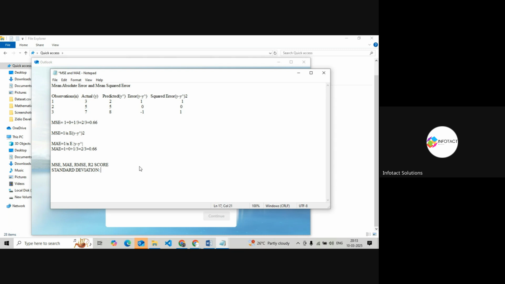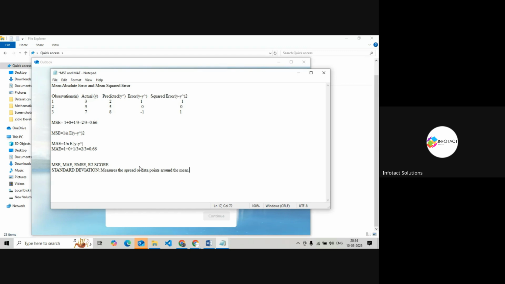Standard deviation measures the spread of data points around the mean. Getting it? A higher value indicates more variability and helps to understand the data distribution, and it is used in Z-score and normal distribution analysis. Okay, getting it?